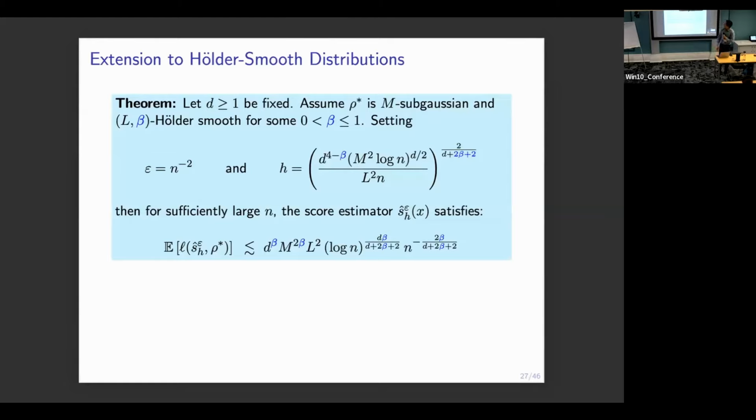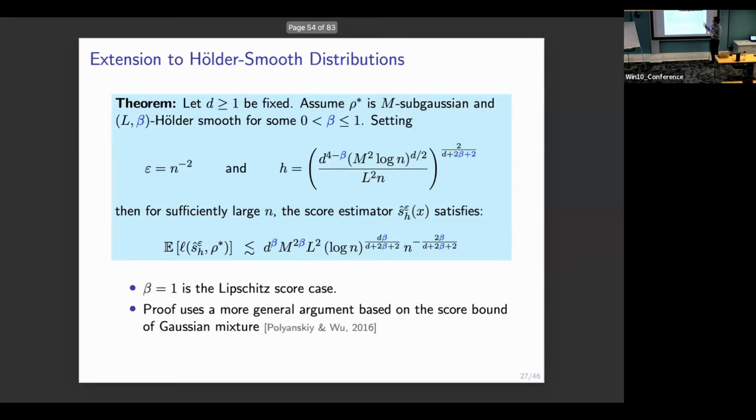And let me just briefly mention that by exactly the same argument, it extends to the case when the score is Hölder continuous. There are just some various places where beta appears. If you plug in beta equal to 1, this recovers the previous result. We only know how to do this for beta up to 1. And in this case, basically the upper bound becomes n to the -2/(d+4).